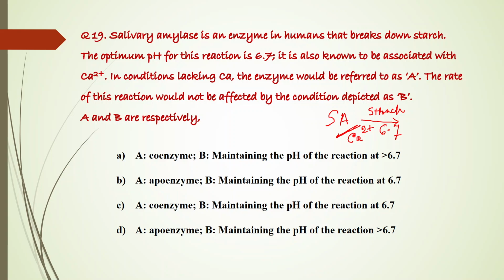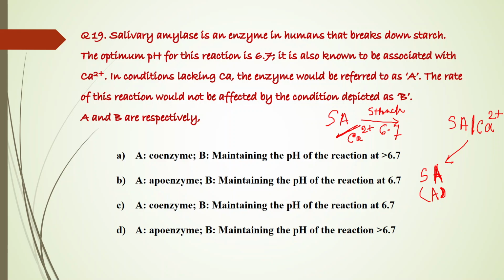In conditions lacking calcium, the enzyme would be referred to as A. So we can already say that there are two parts. One is the salivary amylase and another is the calcium 2+. Whenever you remove the calcium 2+, you are only having SA, that is referred to as A in the question. And the rate of this reaction would not be affected by the condition depicted as B. What is A and B?